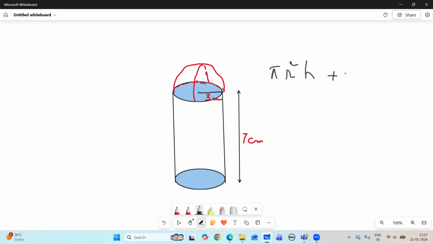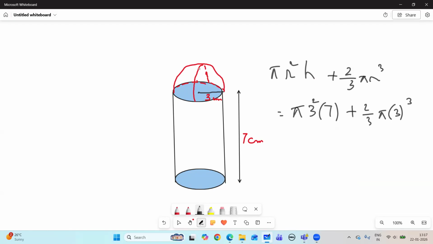It is 2/3 pi r cube. So the total is pi into r, which is 3, square into h, which is 7 units, plus 2/3 into pi into r, which is 3 units, cubed. Here the radius of the top of the cylinder is 3 centimeters. That becomes the radius of the base of the hemisphere, and it also becomes the radius of the hemisphere.